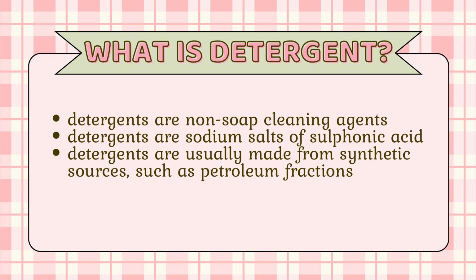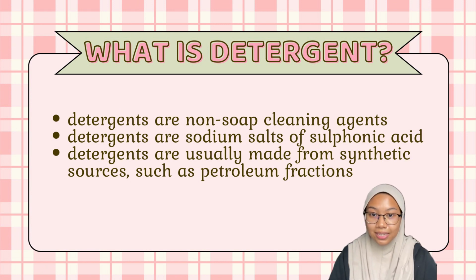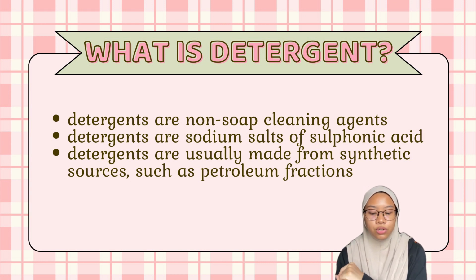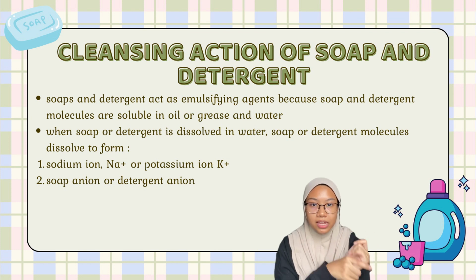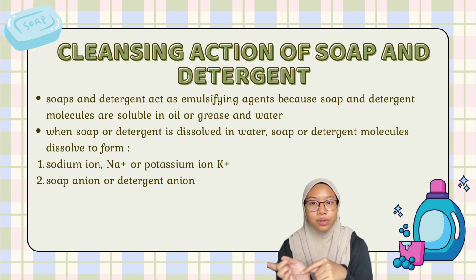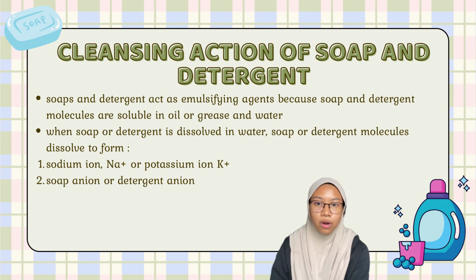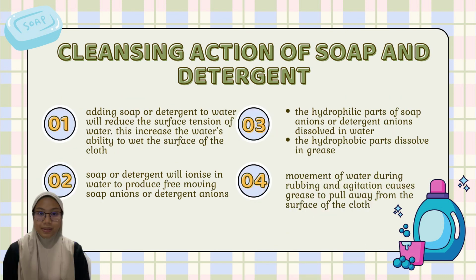oil. Next is detergent. Detergents are non-soap cleaning agents. Detergents are sodium salt of sulfonic acid. Detergents are usually made from synthetic sources, for example, petroleum fractions. Soaps and detergents act as emulsifying agents because soap and detergent molecules are soluble in oil or grease and water. When soap or detergent is dissolved in water, the molecules dissolve to form sodium ion or potassium ion.